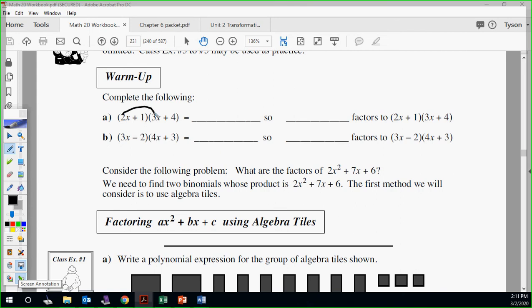So 2x times 3x, 6x squared. 2x times 4 is 8x. 1 times 3x is 3x. So we have 11x in the middle. 1 times 4 is 4. And so just understand that if these FOILed out gives me this, then the thing we just wrote, factored, is that. Just kind of knowing that's the other direction. Okay, that's all I'm helping you understand there.